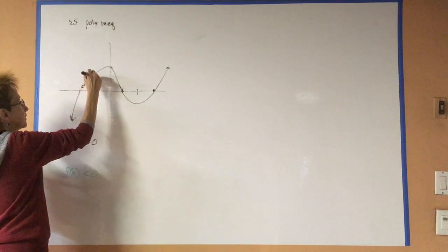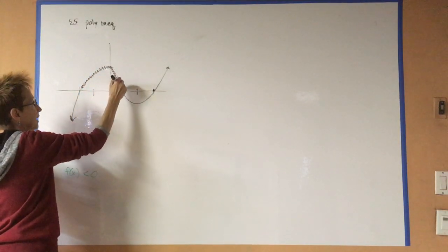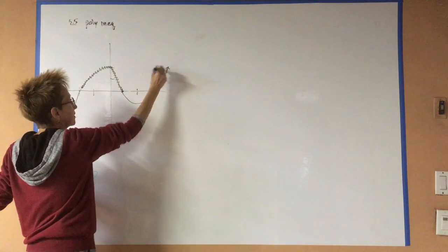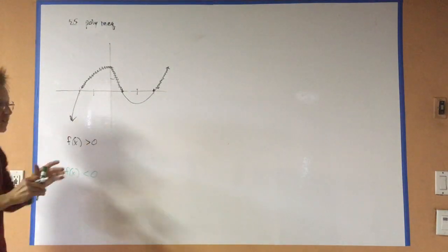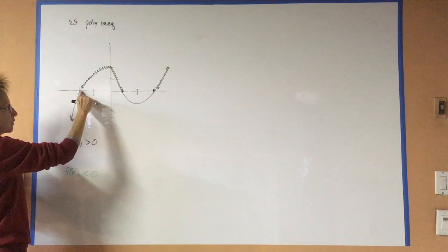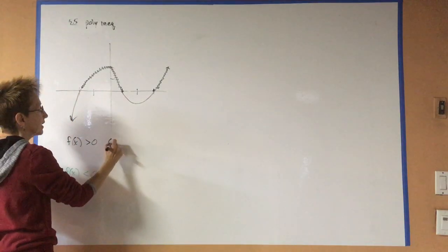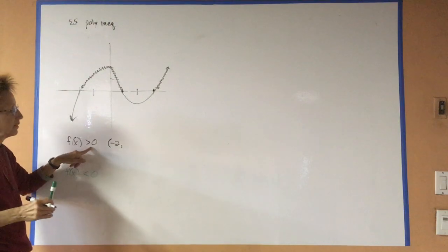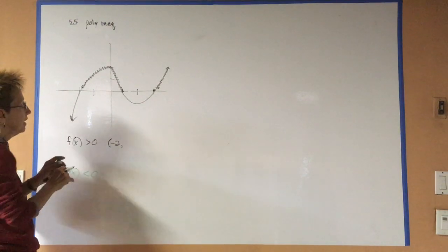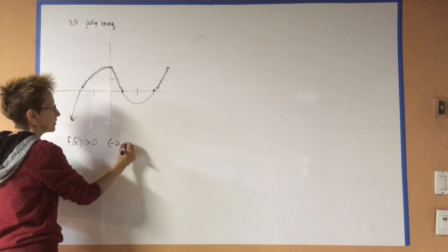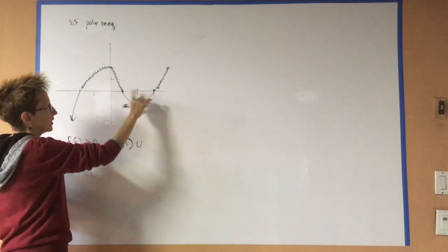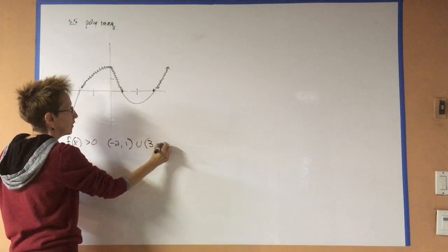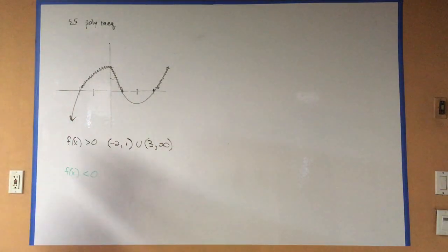Well, I see y values greater than 0 here on this piece, and I see y values greater than 0 here on this piece. So in terms of writing that in interval notation, over the x values from left to right, this is x equals -2, so I'm starting at -2, but not including it because I want y to be strictly greater than 0, not equal to 0. And it goes all the way until x is 1, so -2 to 1, don't include it. And then I skip over some pieces, so union, and then I start again at x equal to 3, not including it, and I go all the way to infinity.